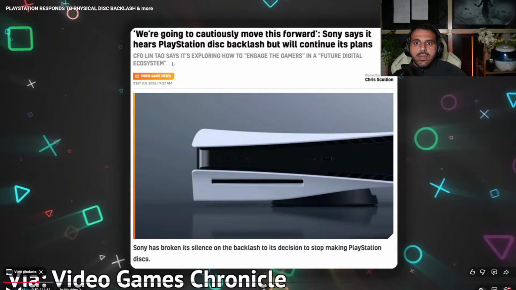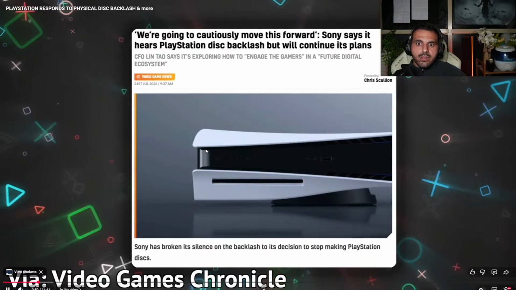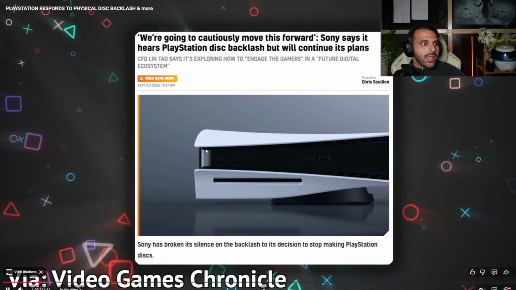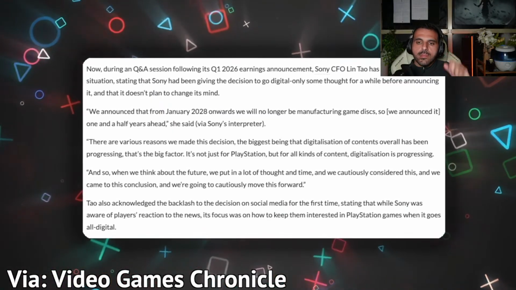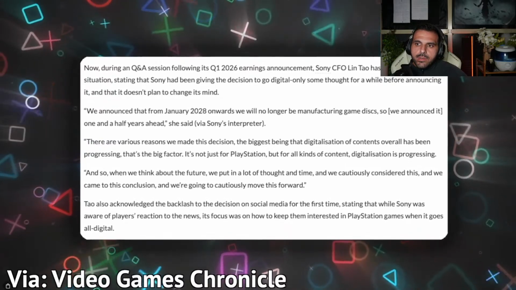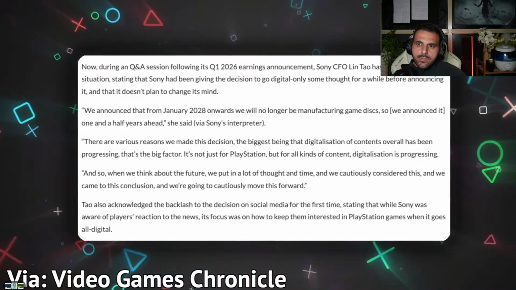Sony says it hears PlayStation disc backlash, but will continue its plans. Oh shit! So they know about the problem. This comes from Sony's CFO, or Chief Financial Officer, Lin Tao. Quote, we announced that from January 2028 onwards, we will no longer be manufacturing discs. So we announced it 1.5 years ahead.